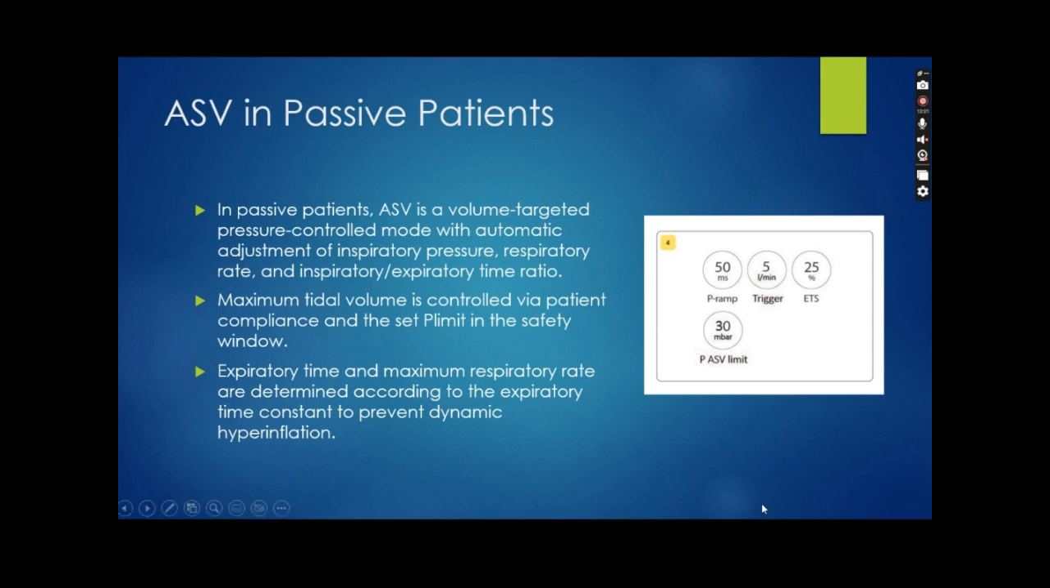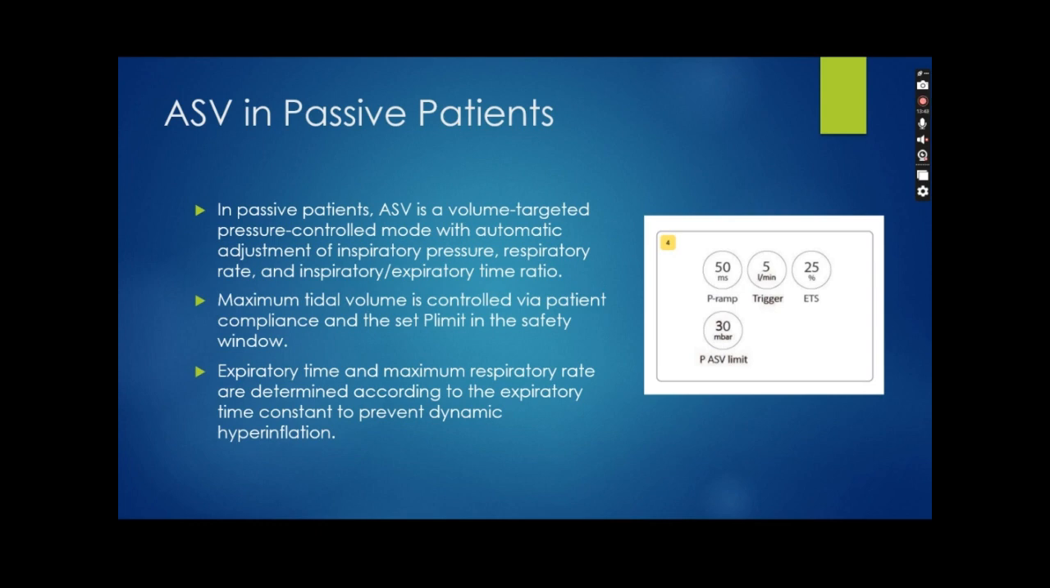The maximum tidal volume is controlled based off of the patient's compliance and the set pressure limit in the safety window. If the patient has a high percentage of minute volume set, and I'm just going to throw in an example here, we need to ventilate this patient. The patient may be acidotic. They may require a higher target minute volume.